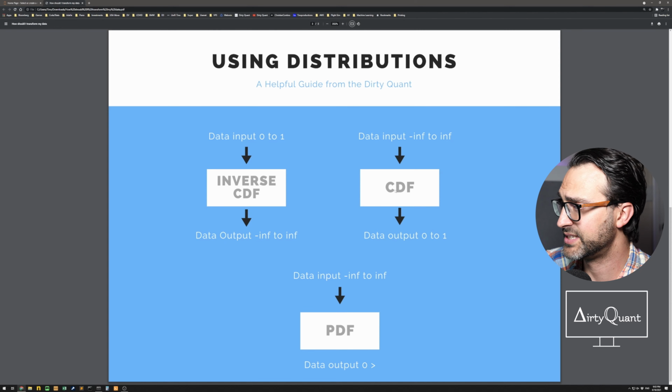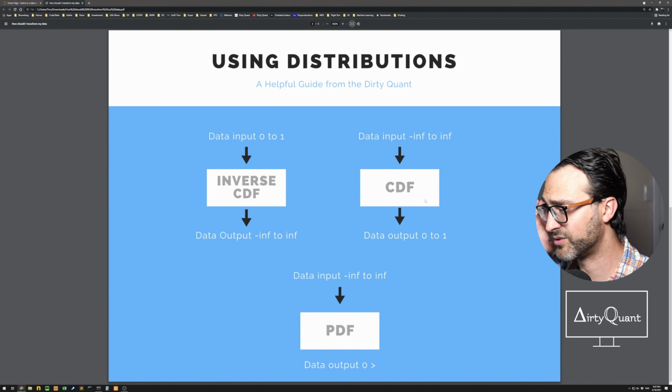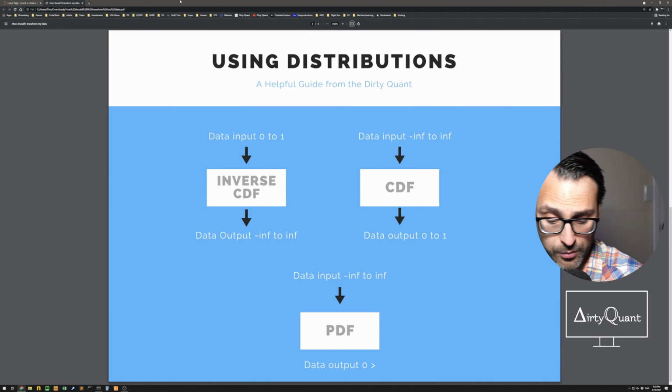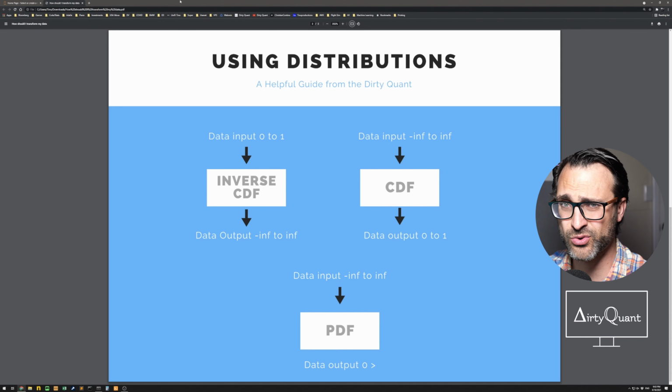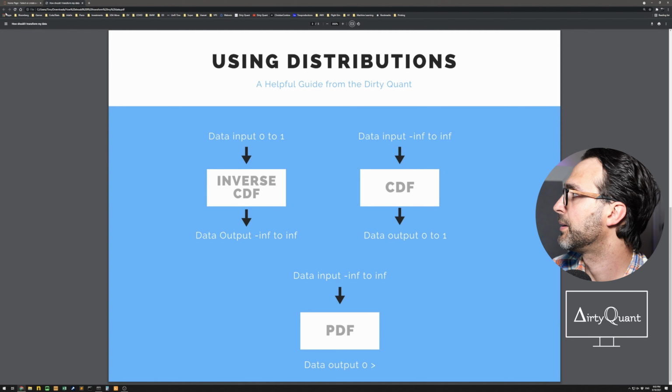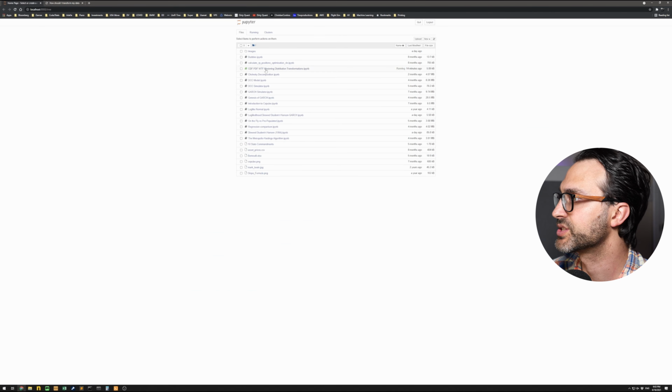Inverse CDF, obviously you can see there's a relationship there. But let's actually fire up a notebook and transform some data, get some visuals out, and we will make you a master in just a few minutes.